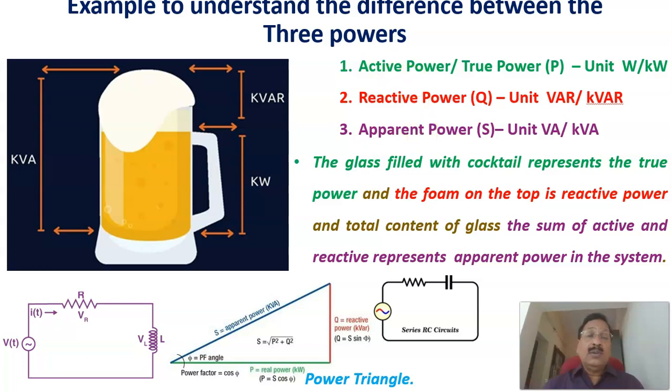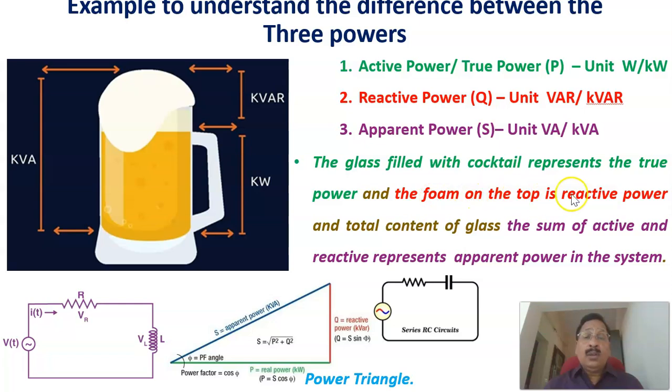As an analogy, see the picture here. A glass filled with a cocktail represents the true power. The cocktail is filled in this glass up to this level, and that represents the true or active power, that is, kilowatts.